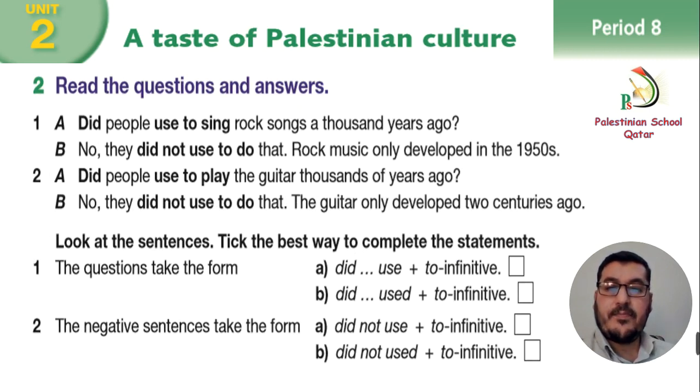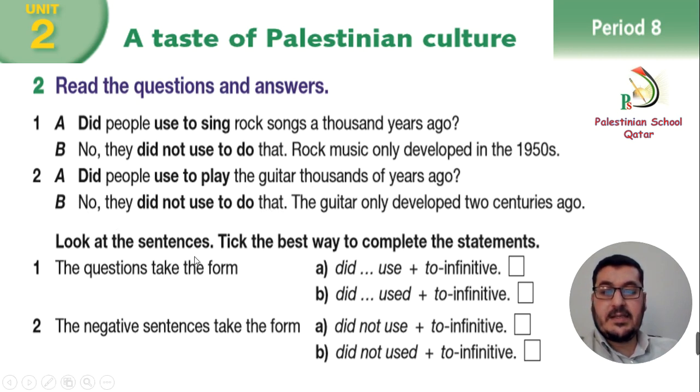Exercise number two. Number one. Did people used to sing rock songs 1,000 years ago? No, they did not use to do that. Rock music only developed in the 1950s. Number two. Did people used to play the guitar thousands of years ago? No, they did not use to do that. The guitar only developed 2 centuries ago.